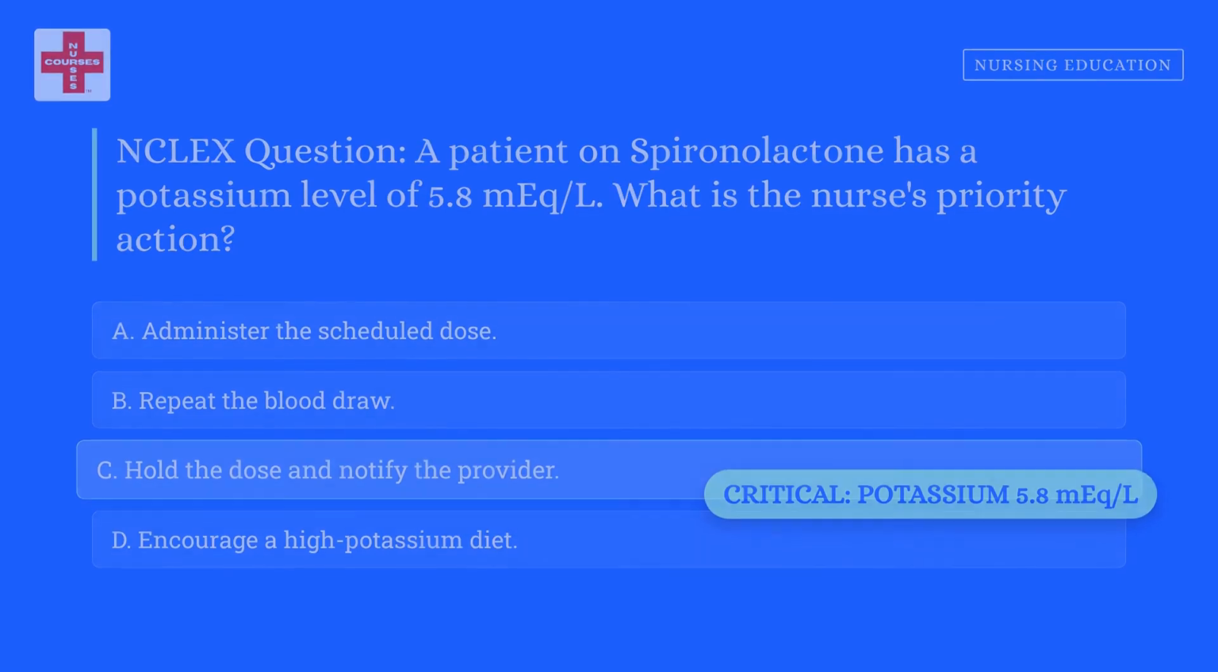Potassium is high. The nurse must hold the dose and notify the provider. An EKG is also a priority to check for peaked T waves or other signs of hyperkalemia.